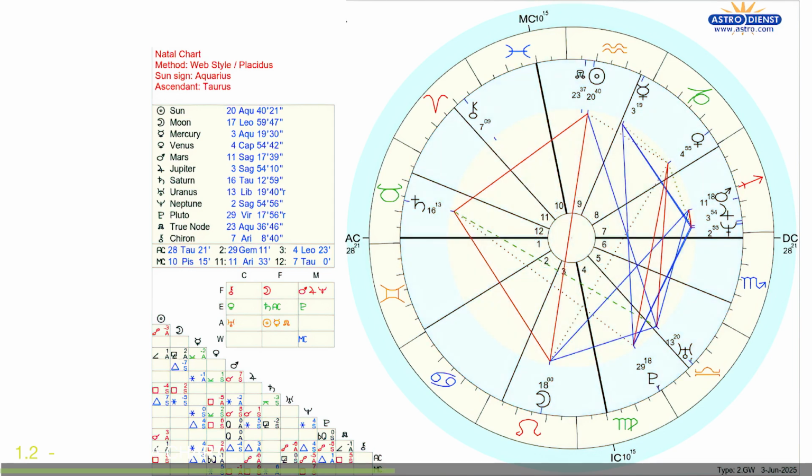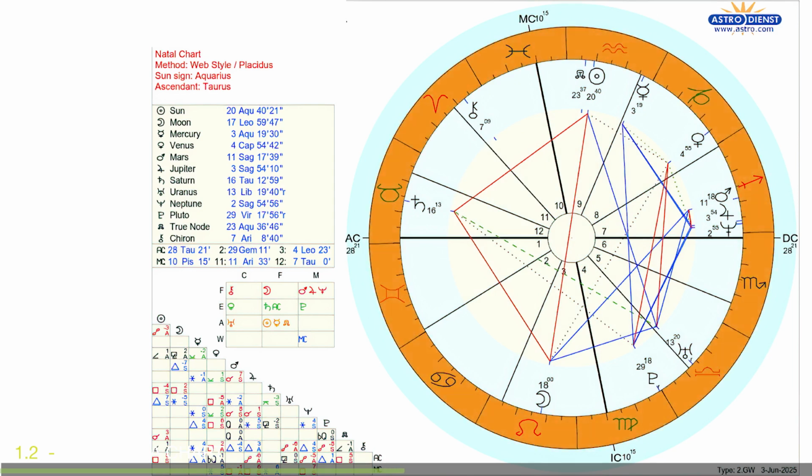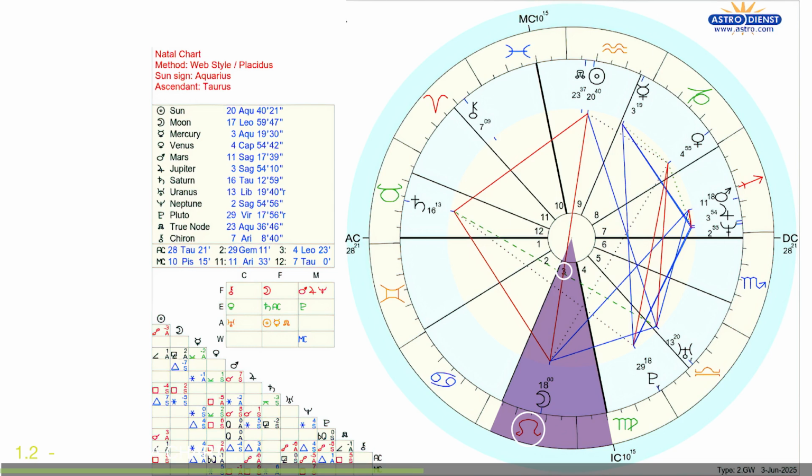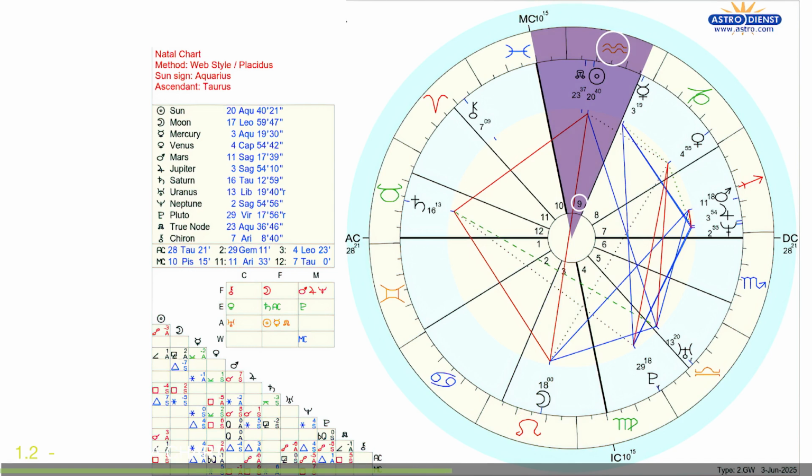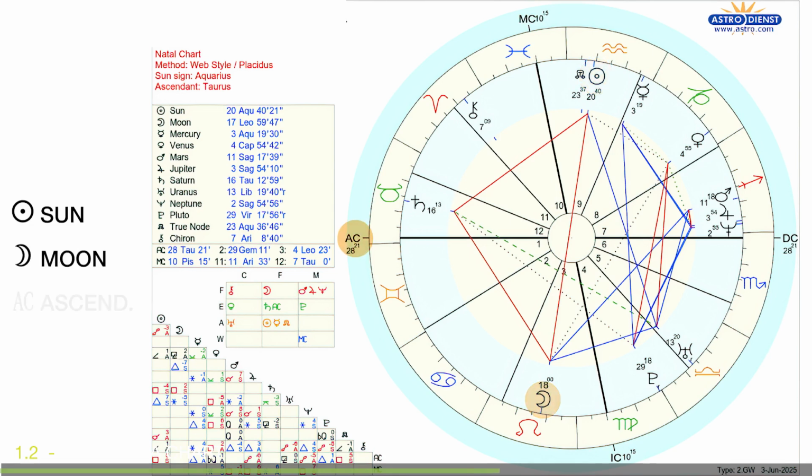Now, each house is ruled by a sign, and you can see the symbol for that sign here. So in this chart, the third house is ruled by Leo, and the ninth house is ruled by Aquarius. Now we're going to be focusing on 3 points: the Sun, Moon, and the Ascendant. The symbol for the Sun looks like this. This is the Moon. The Ascendant is always at the 9 o'clock point of the chart, on the cusp between the first house and the 12th house.